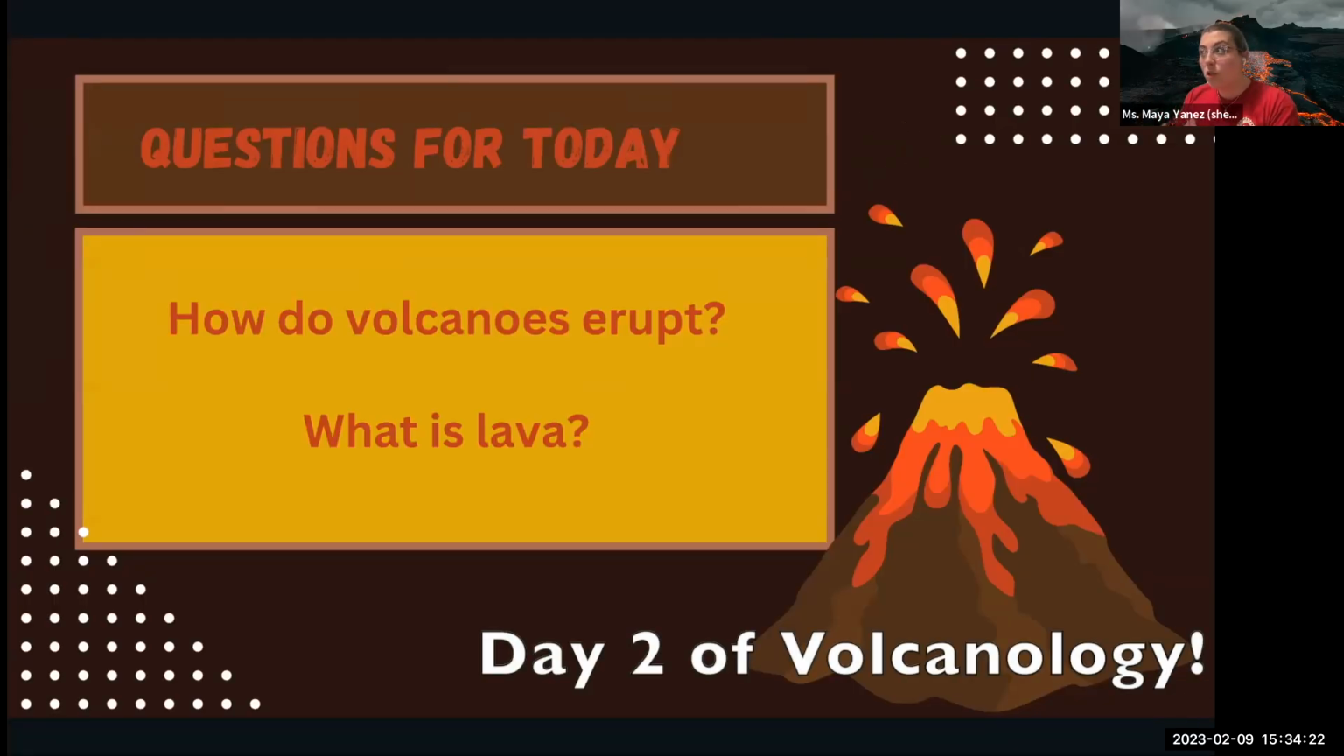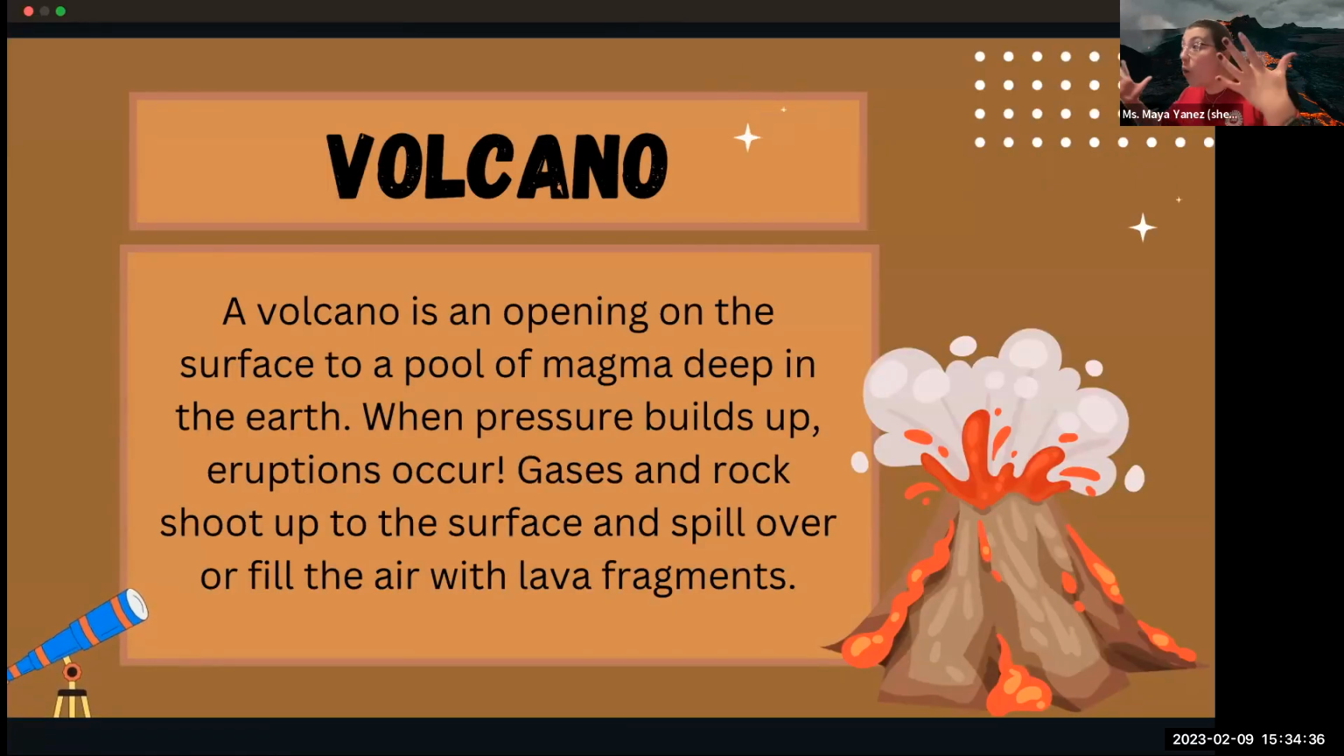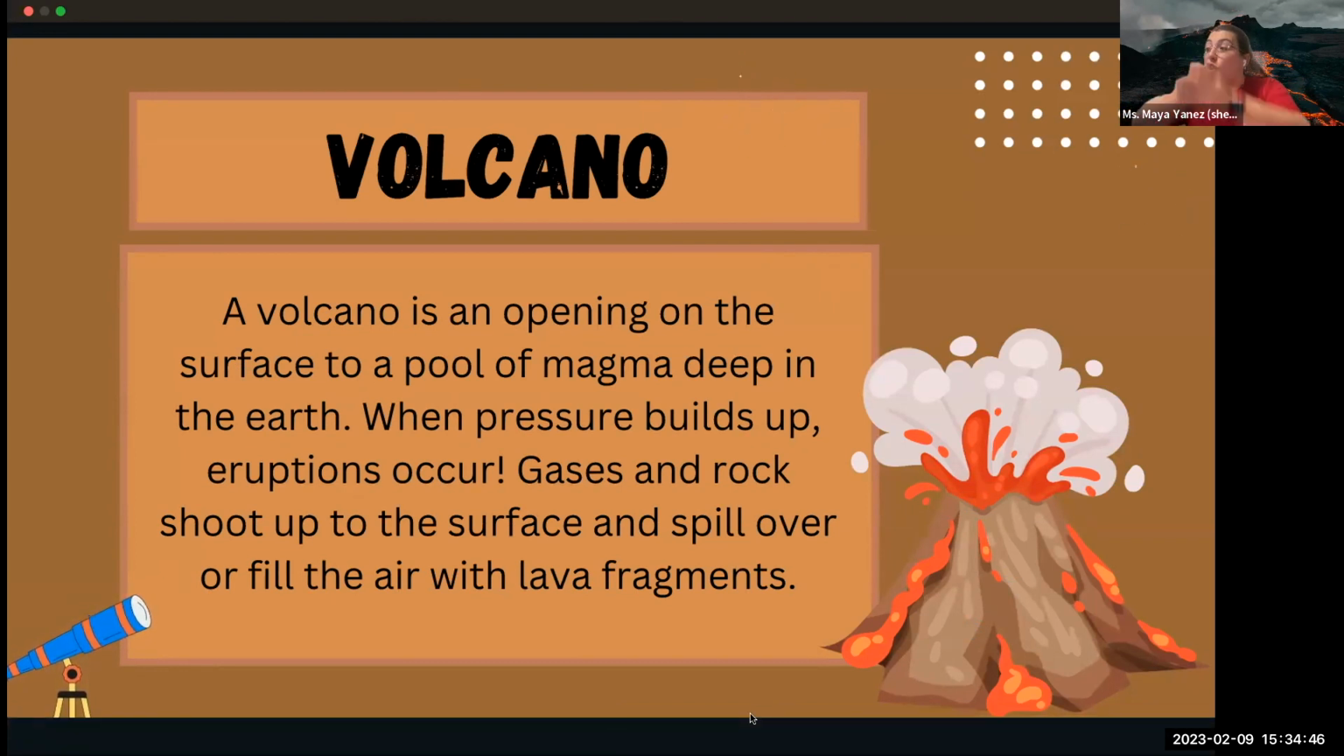We talked a little bit about how volcanoes might have caused an extinction in the Earth's history. But if we didn't have volcanoes, we wouldn't have the nice atmosphere above us that helps protect us so much from space and provides us with the oxygen that we need to breathe, right? Today, we're going to talk about how volcanoes erupt and what lava is. A volcano is an opening on the surface of the Earth that has a pool of magma underneath it. When pressure builds up in this pool of magma, gases and rock have to shoot up through the surface, and that's when an eruption happens. They spill over and fill the air with lava vapors.